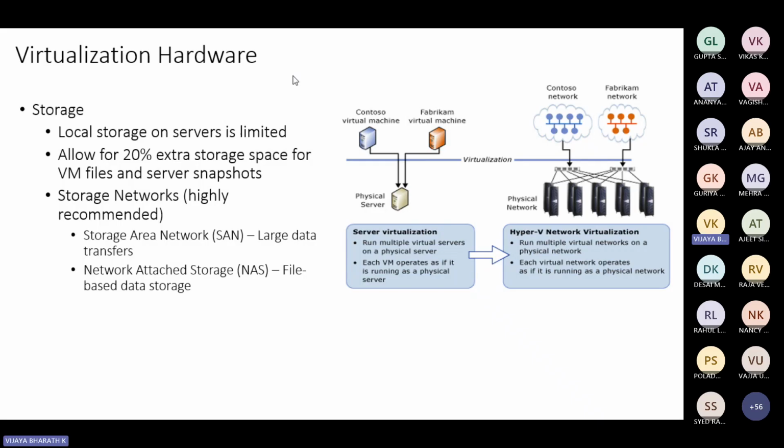You can see in the diagram how it is. You have the physical server where virtualization is done, and the network, and they create a mesh kind of network architecture. Hyper-V network virtualization runs on top of the physical network, so each virtual network operates as if it is running as a physical network.